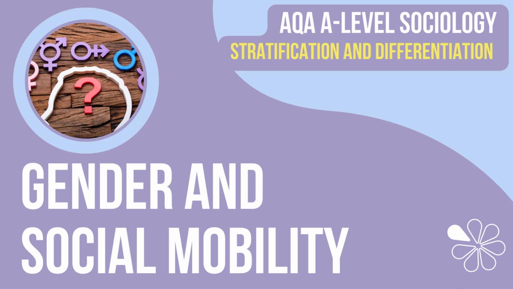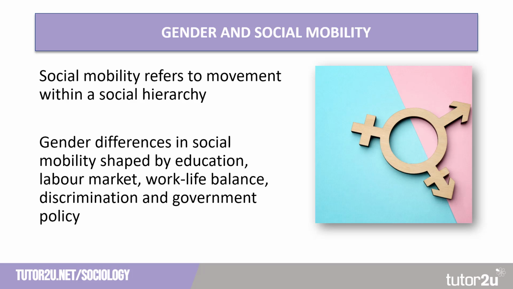In this video we're going to look at gender and social mobility. Social mobility is the ability to move up or down the social ladder, and it's influenced by various factors including gender. Sociological research reveals significant gender-based differences in social mobility rates in the UK, often shaped by education, employment, work-life balance, discrimination and government policies. In this video, we're going to focus on the factors that influence social mobility rates by gender.